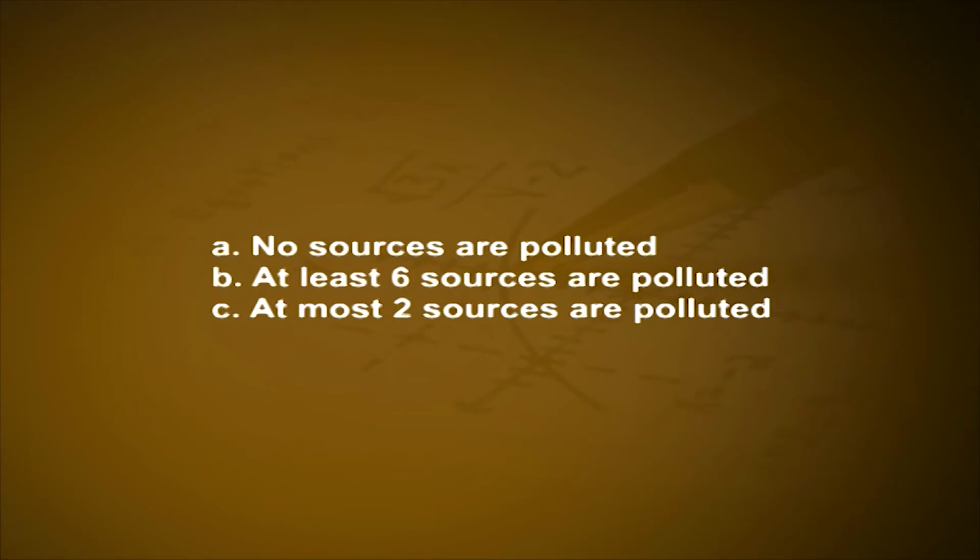No sources are polluted, B. At least 6 sources are polluted, C. At most 2 sources are polluted. Solution. Let X denote the total number of polluted sources out of the random sample of 8 sources. Probability of a polluted source is equal to 0.30. Hence, X follows binomial distribution with the parameters 8 and 0.30.